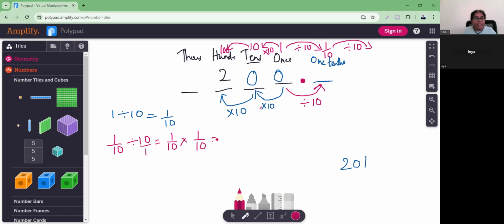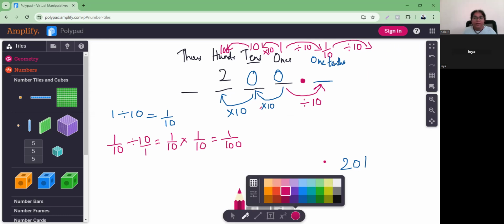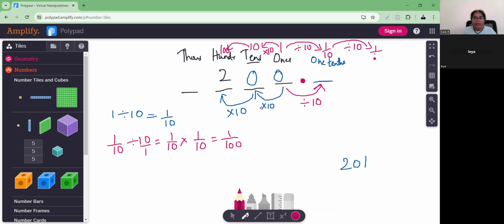What is the value of this? It will be a 1/100th. So the place name, this place name will be a 1/100th.